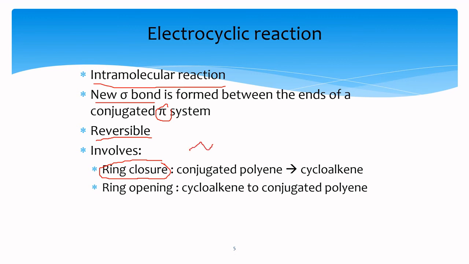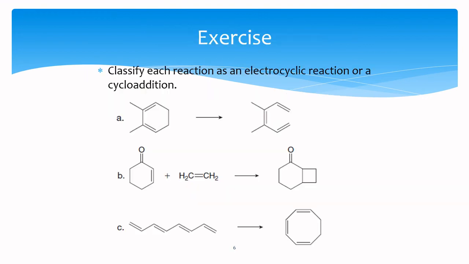For example, if you have a polyene like this one, it will become cyclobutene, for example. And ring opening involves a cycloalkene becoming a conjugated polyene, which is like this. It is opposite to the ring closure.